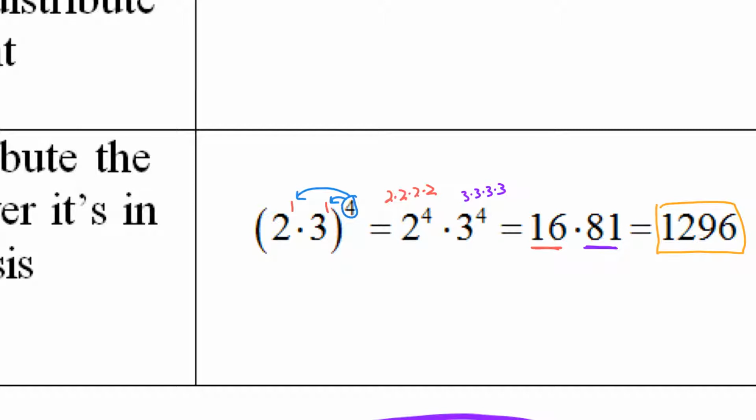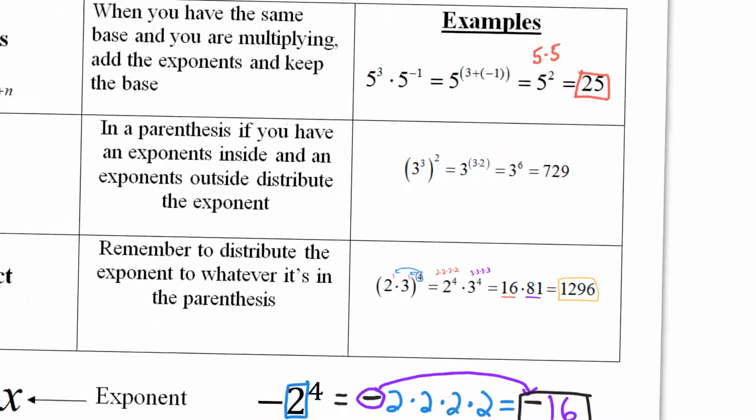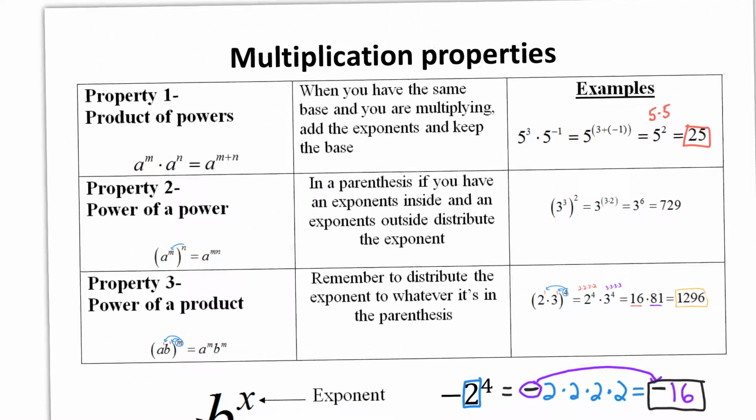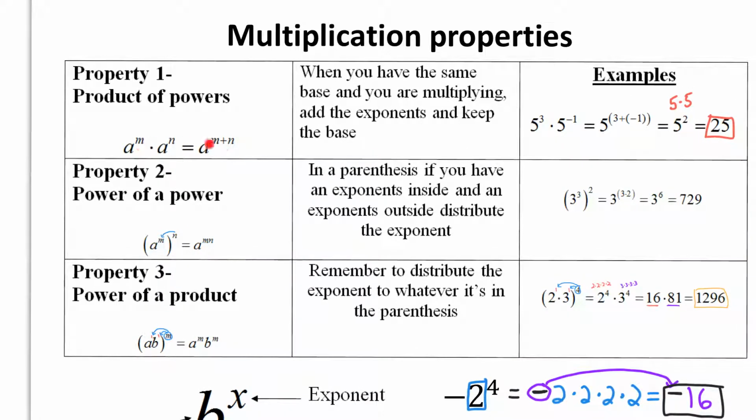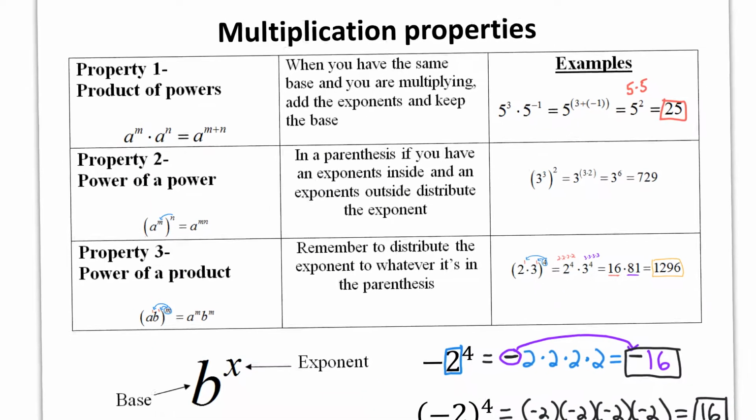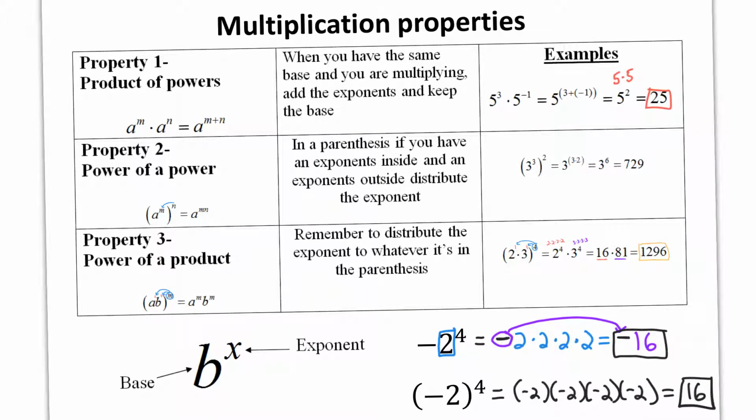So let me just zoom out here so you know what properties we are going to use today, the multiplication properties. And we are using the product of powers. So that's the first property. Power of a power, second property, and power of a product, third property. And again, guys, make sure that you also remember what happens if you have exponents with negative numbers. And sometimes you might not have parentheses. Sometimes you might have parentheses. So you also have to be careful with those signs.